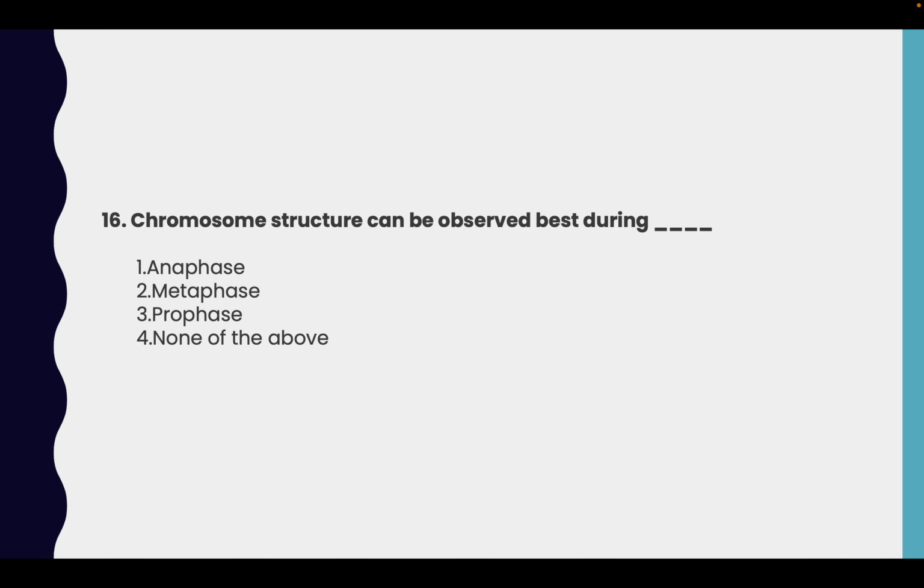So the best phase to visualize the structure is, what does structure of a chromosome mean? It will involve the shape, size, and number of chromosomes. So now tell which is the best.